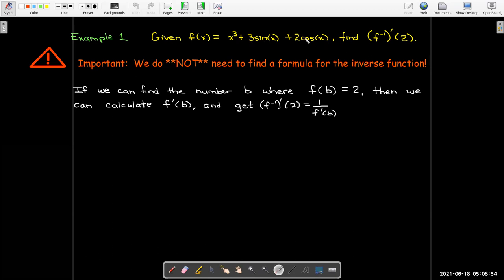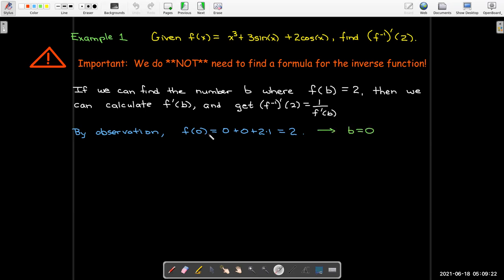And so I see this 2 on the cosine of x. And so I would say, the cosine of 0 is 1, and the sine of 0 is 0, and 0 cubed is 0. So if x equals 0, then f of 0 is going to be 2. All right, so my b value would be 0.